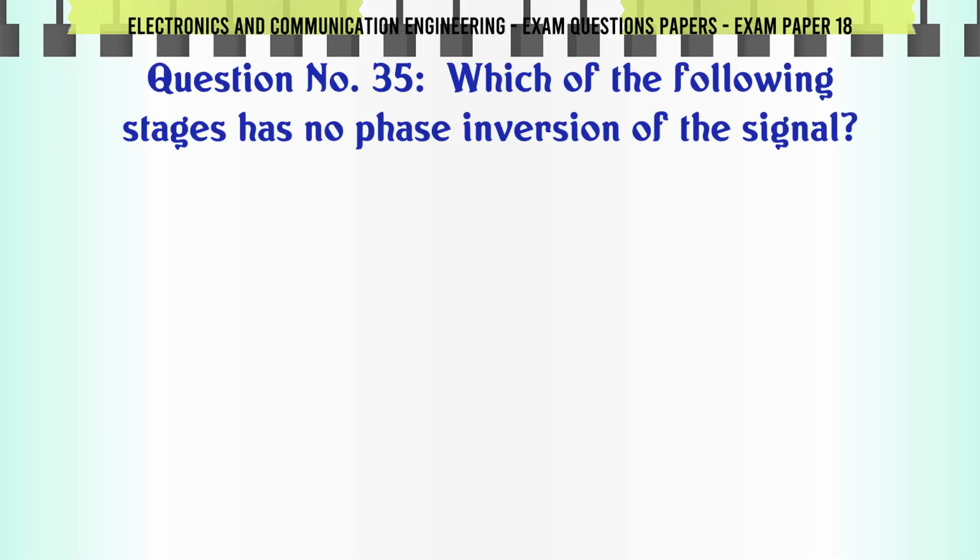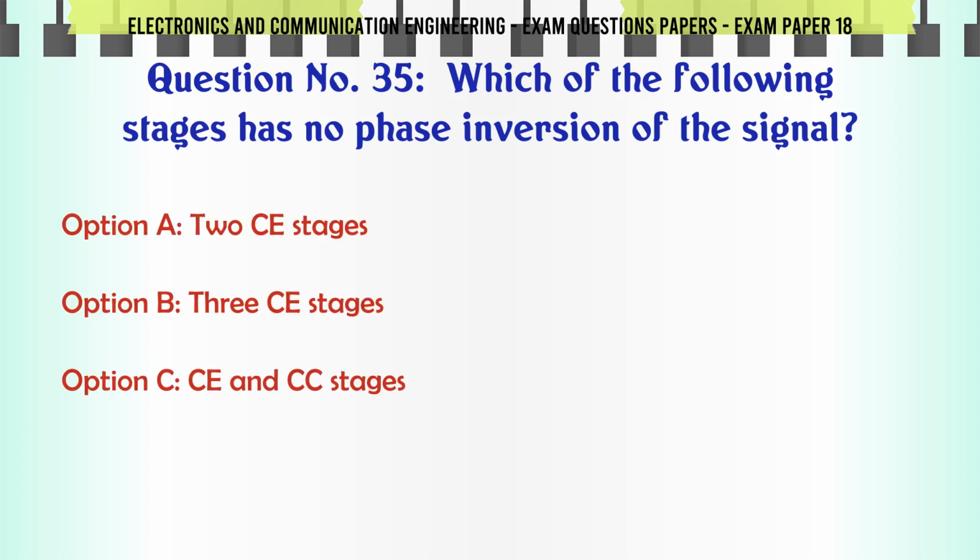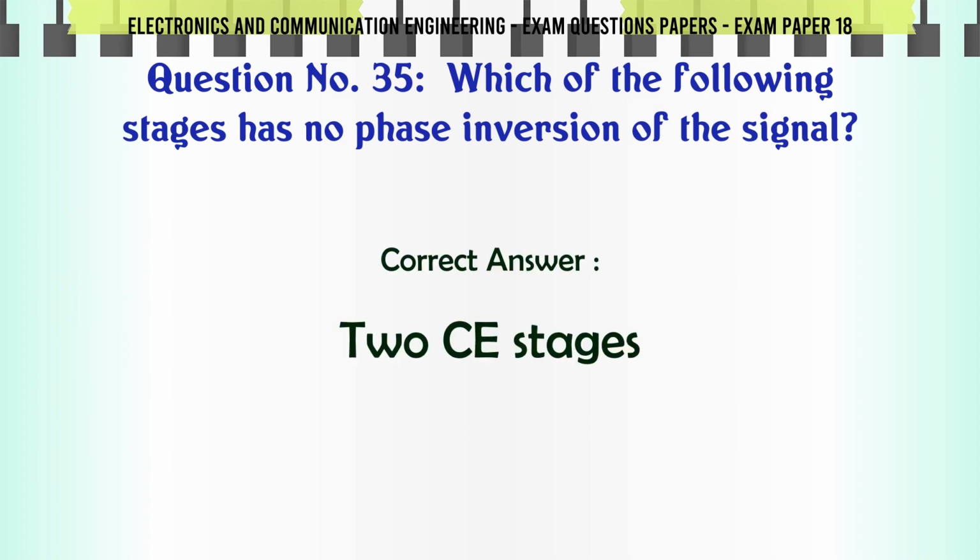Which of the following stages has no phase inversion of the signal? A. 2 CE stages, B. 3 CE stages, C. CE and CC stages, D. CE stage and emitter follower. The correct answer is 2 CE stages.